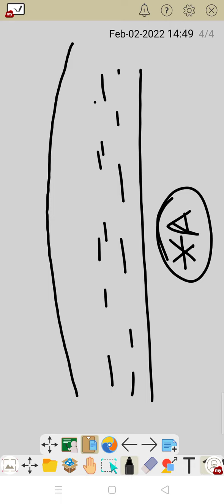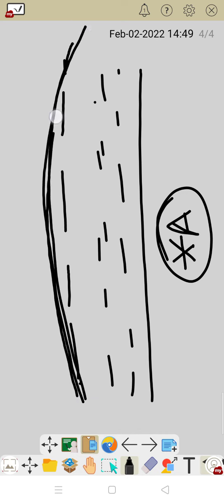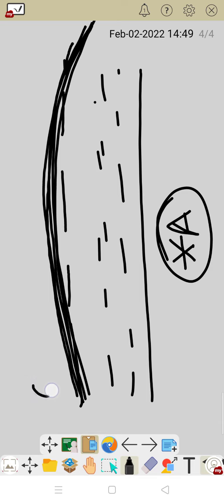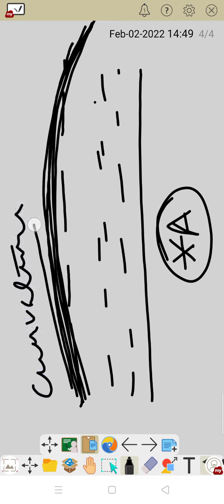You can see that position at the extreme end is not straight. This is not a straight horizon, this is somewhat curved. That extreme end is not straight, it is curved. So here you have to consider the curvature of earth. In this position you have to consider the curvature of the earth.